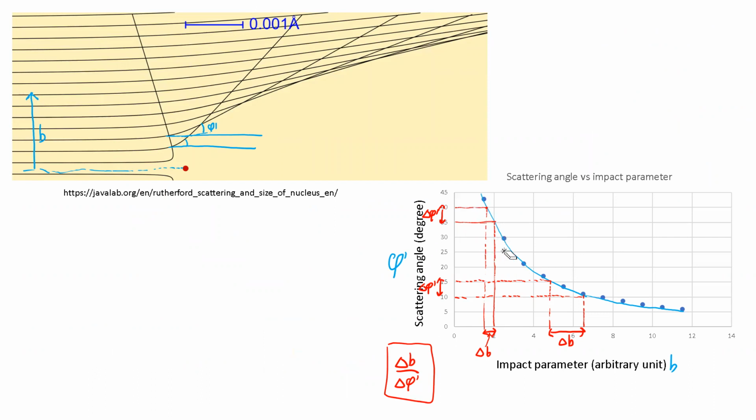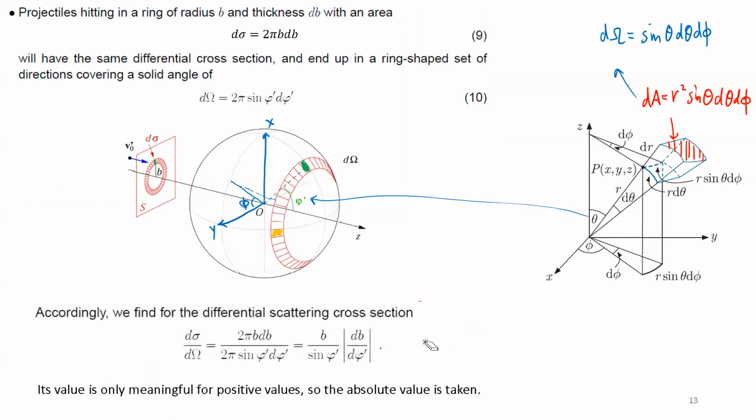So in this case, you clearly see that the slope is negative. So in this case, dB/dφ' is negative, right? But at the end, we don't care about the sign, we just take the absolute value, okay? So then this is the formula that we'll use. You can see how this quantity depends on the relation between the scattering angle φ' and the impact parameter b.